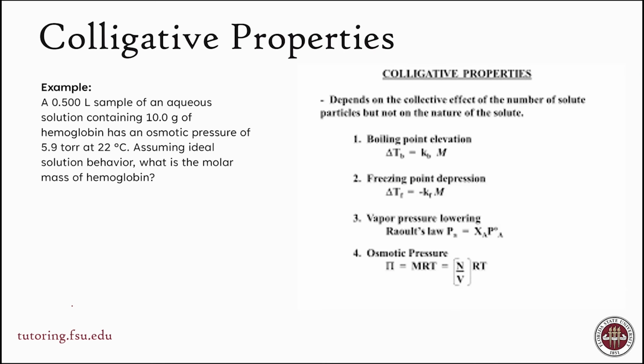Here is another example that you can try on your own. The colligative property equations are here on the right for your disposal. We used equation number 2 in that last slide, delta Tf equals negative Kf big m.